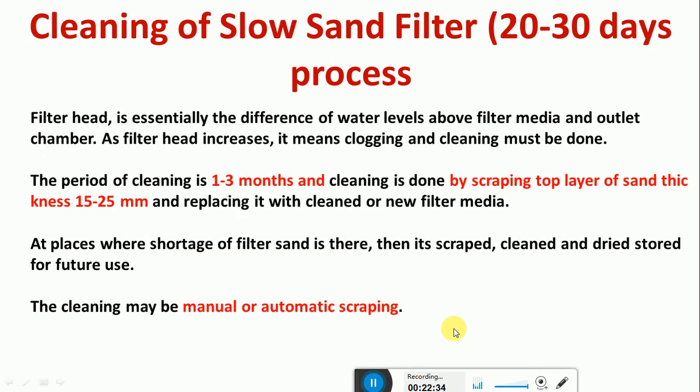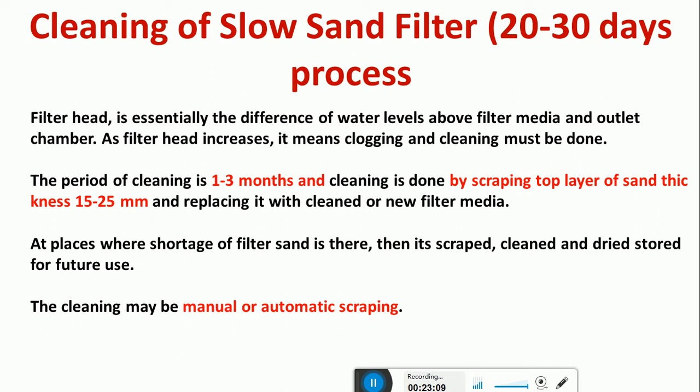Now, cleaning of the slow sand filter. Generally the cleaning period is 20 to 30 days. Filter head is essentially the difference between the water levels above the filter media and the outlet chamber. As filter head increases, it means clogging has occurred and cleaning must be done. As I told you, during construction of the slow sand filter we have a filter head measuring device by which the head loss can be measured.